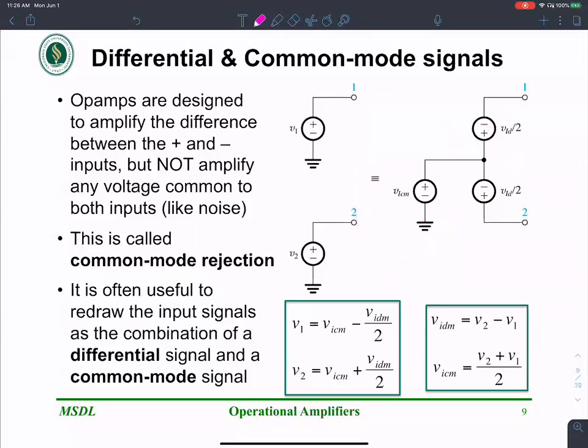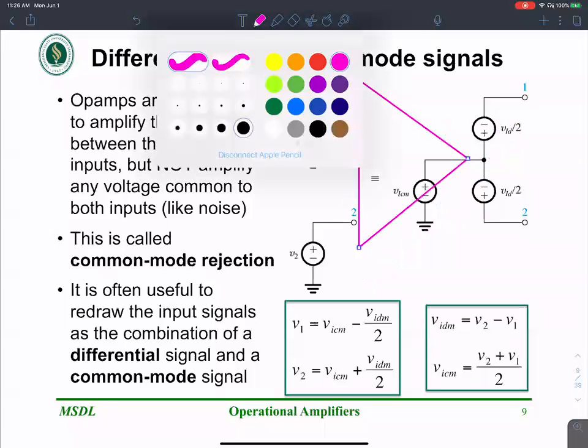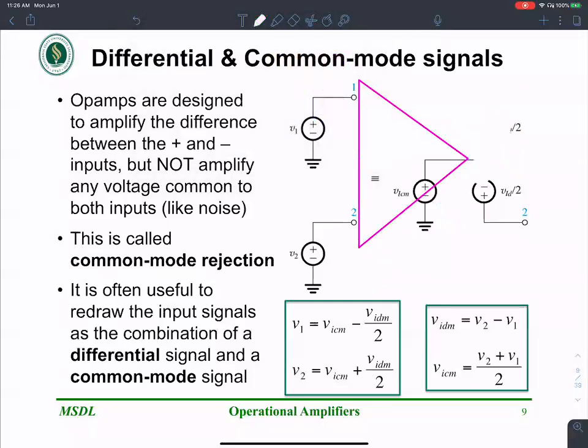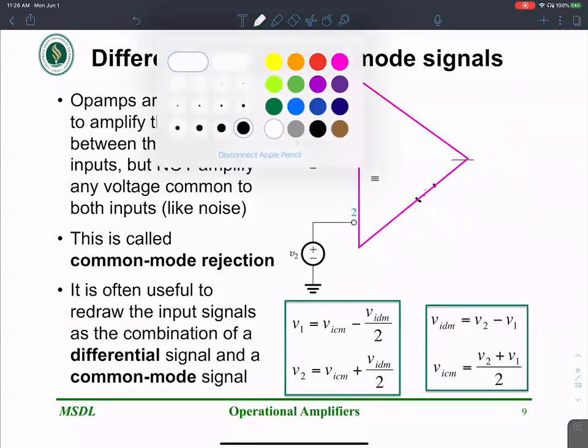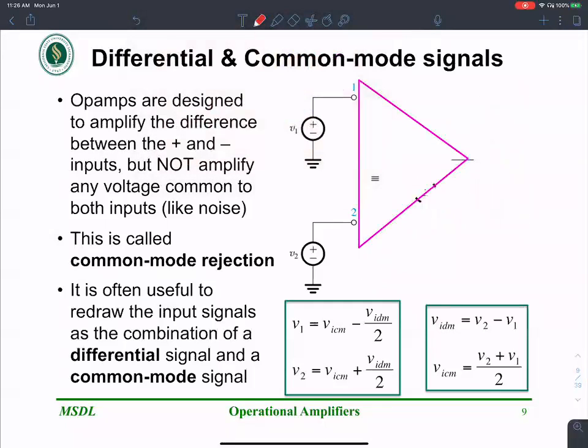Okay, let's say this is an op-amp. So I have an op-amp that looks like so. Now I'm going to rearrange some of these voltages, redefine them, and look at them from a different perspective. Nothing is changing except the perspective.